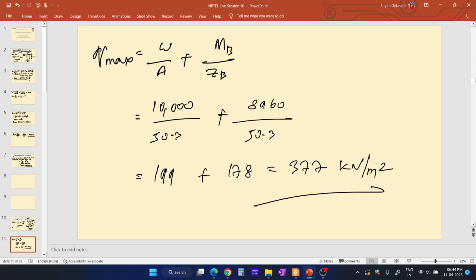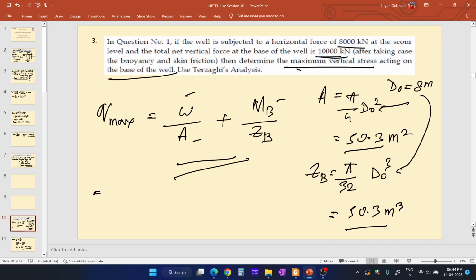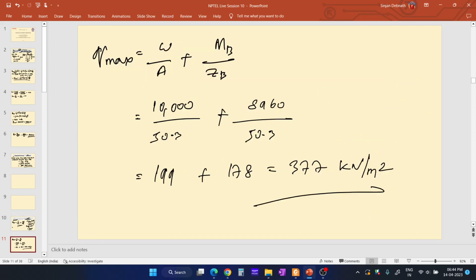So this is 377 kilonewton per meter square. This is the maximum vertical stress acting on the base of the wall due to horizontal force of 8,000 kilonewton and vertical force of 10,000 kilonewton. Okay, so this is the answer.